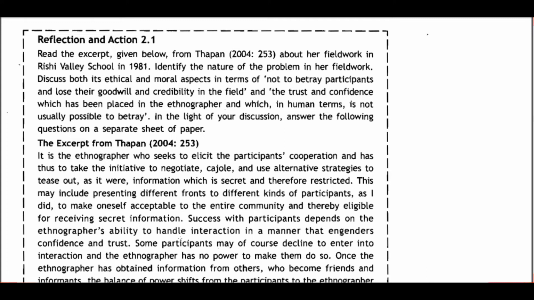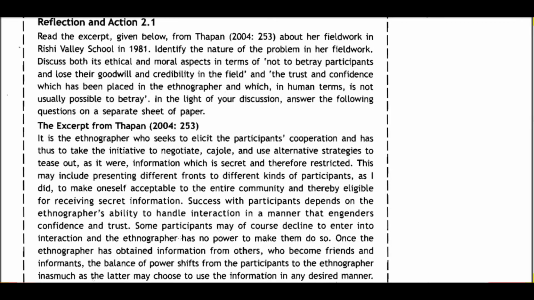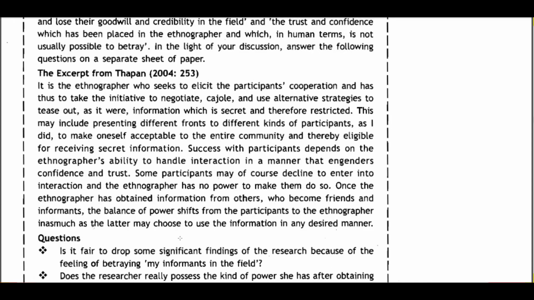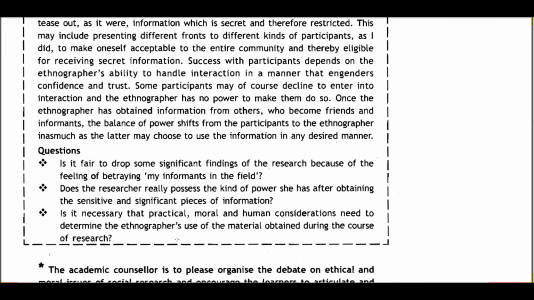Once the ethnographer has obtained the information from others who become friends and informants, the balance of power shifts from the informant to the ethnographer, inasmuch as the latter may choose to use the information in any desired manner.